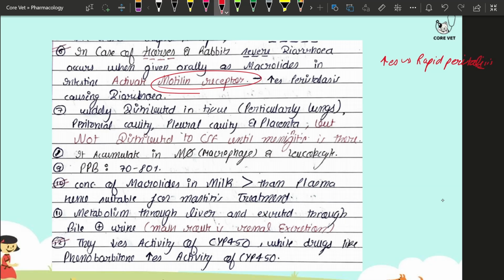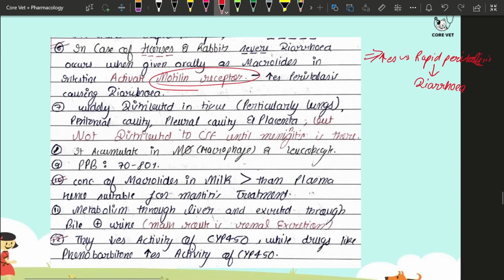Rapid peristalsis would be there in the intestine. If there is rapid peristalsis, what will it lead to? It will lead to diarrhea. Okay, so that's why horses and rabbits aren't prescribed the macrolide orally. Okay, I hope this is clear.